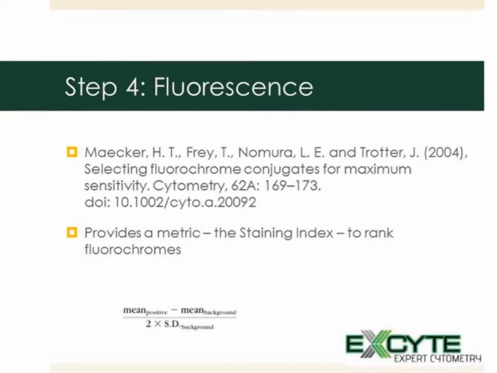When we talk about fluorescence, what we're really interested in is how bright is a given fluorochrome. The reason we're interested in brightness is because the brighter a fluorochrome is, the more signal we get out, the easier it is to make a sensitive measurement. There are many antibodies out there, many fluorochromes out there, and the question is, which fluorochrome do I choose? And to study that, several people have proposed what's called the staining index, a metric to rank fluorochromes. And that looks something like this.